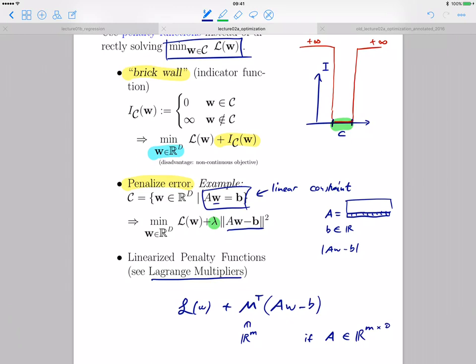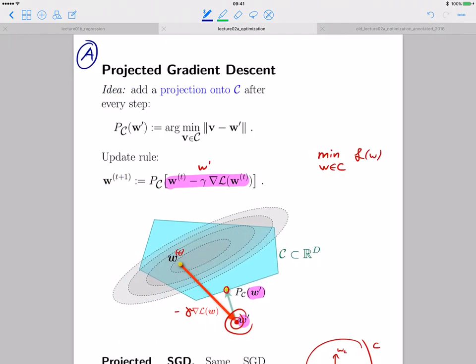Is there any question or comment? Yeah, do the sets have to be convex? You can still apply the method anyway. That's the short answer.